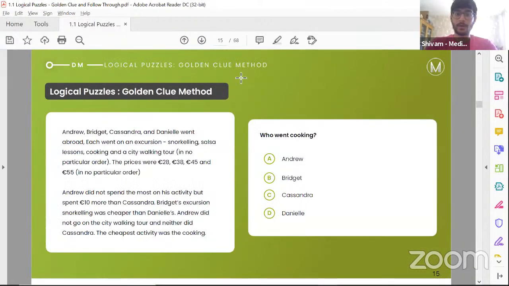Mohu, if you can just get the poll up and running, should be up now, I think. People's screen. Perfect, so have a go at this question.